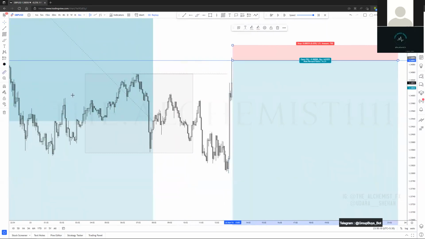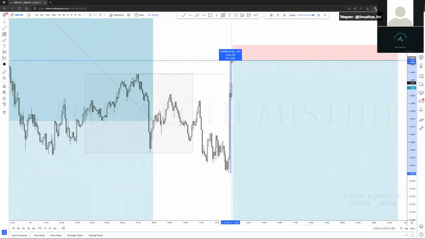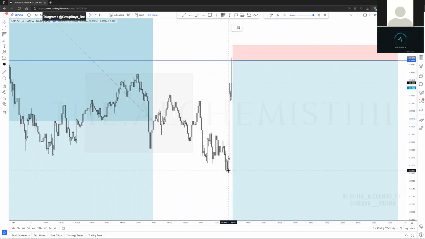Okay, now what will retail traders do? They will start chasing this, right? See, 28 pips in 8 minutes. Everyone will think, okay, now Frankfurt is going to be bullish. Let's buy this. Everyone starts to buy this.